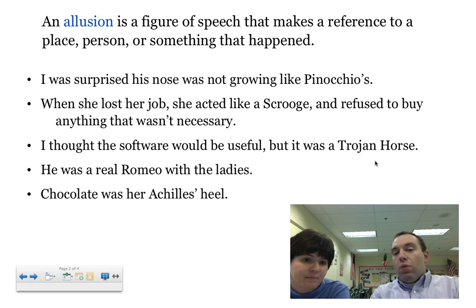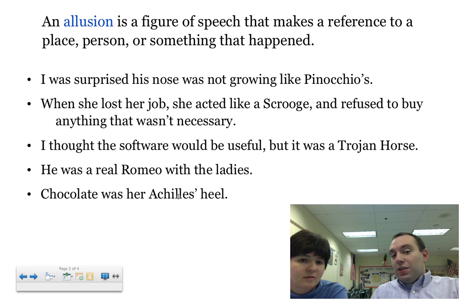When we're talking about allusions, it's also important to remember your audience, because you don't want to use an allusion that you don't believe your audience would be familiar with. Right, or would understand. So that's a really important key. So he was a real Romeo with the ladies. You probably all know Romeo and Juliet. That's probably one of the easiest allusions, right? Being popular with the ladies.